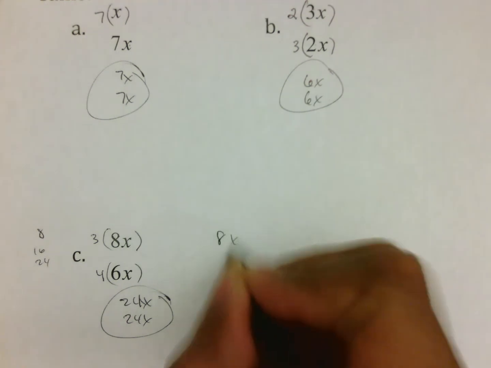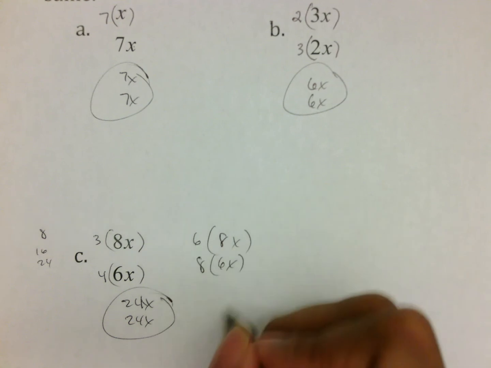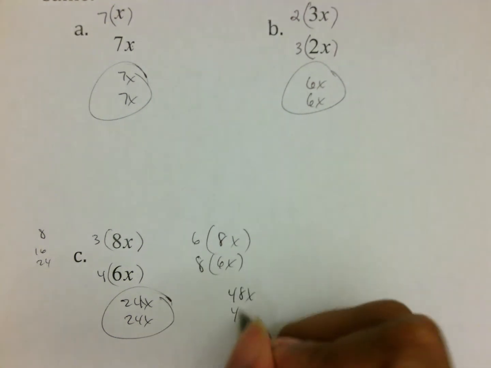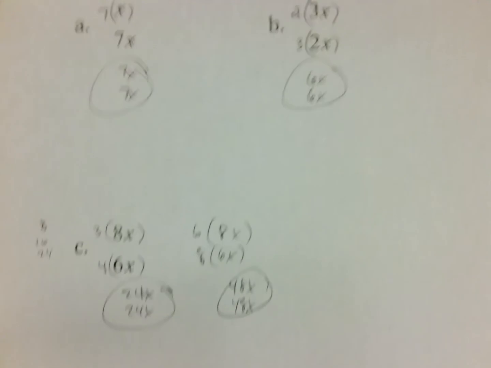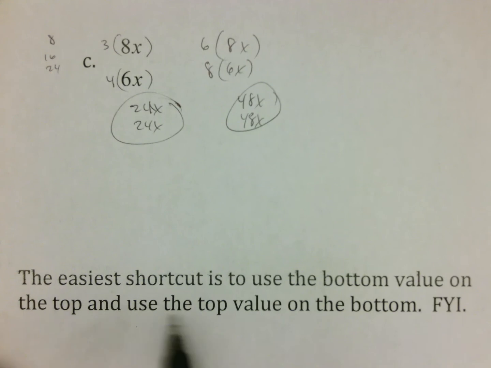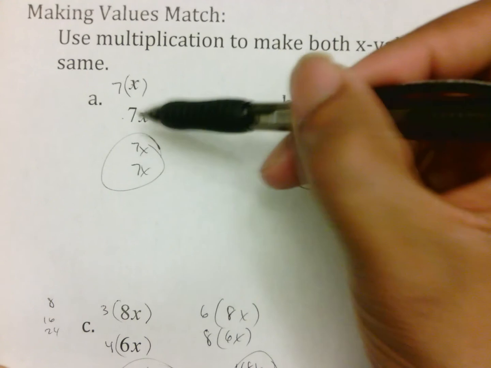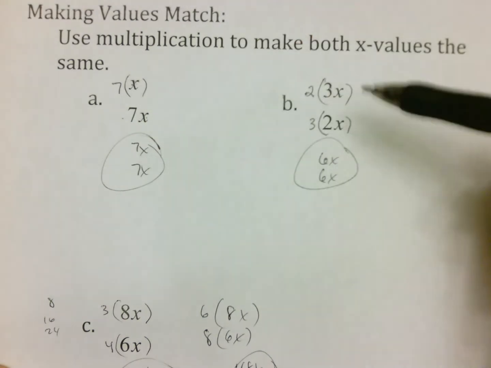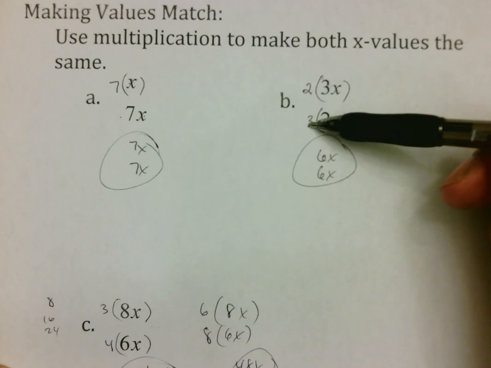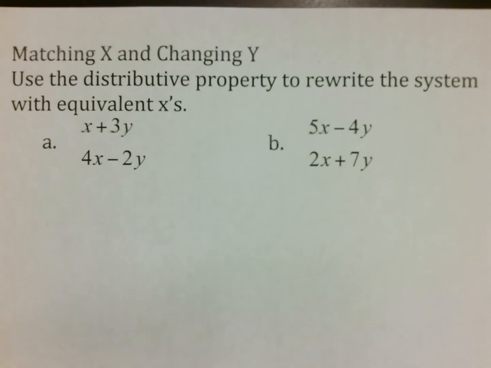The thing is, if you look at 8x and 6x, you could still make them meet if you just brought up 6 and brought down 8, because 6 times 8 is 48x, 8 times 6 is 48x, and in this situation, you actually could still get it right. Again, the easiest shortcut is to use the bottom value on the top and the top value on the bottom. So look back at these examples. There was nothing on top, so I multiplied nothing on the bottom. There was a 7 on the bottom, so I multiplied a 7 to the top. Look here, there was a 3 up top, I multiplied to the bottom. There was a 2 on the bottom that I multiplied to the top. That is the easiest way to actually do elimination if you get stuck, is just to take the two numbers and swap them and multiply them out, and it works.